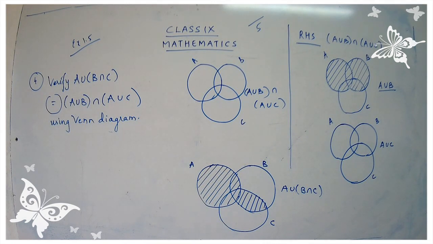Okay, ready? Let's go for the second one. I would like you to try out the second part, children. Shade for A and C. A union C means you are going to shade A and C together. You are going to combine A and C together. Combine them.